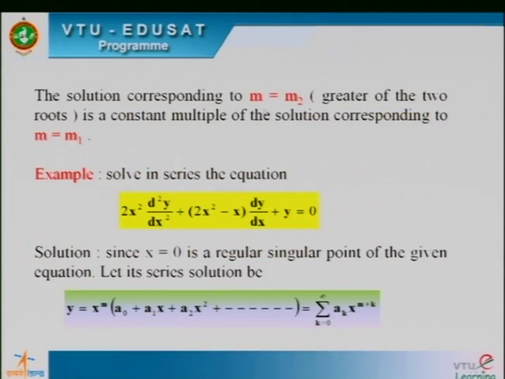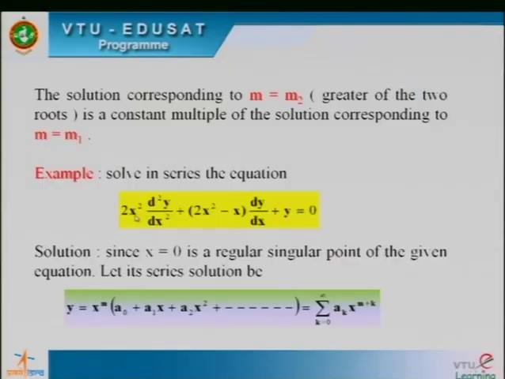The solution corresponding to m is equal to m2, it means the greater of the two roots, is a constant multiple of the solution corresponding to m is equal to m1, right. So first you want to obtain the indicial equation, find out the roots, and according to the roots we want to write down the complete solution. So now I want to solve one such type of example.